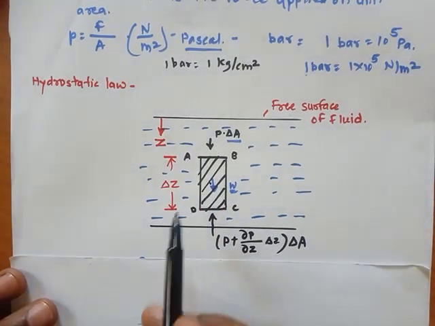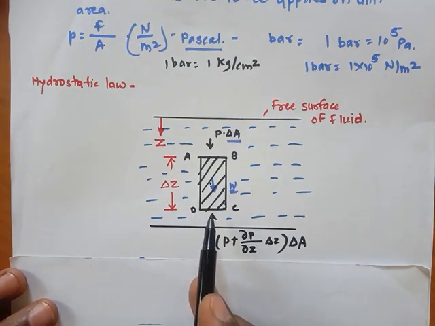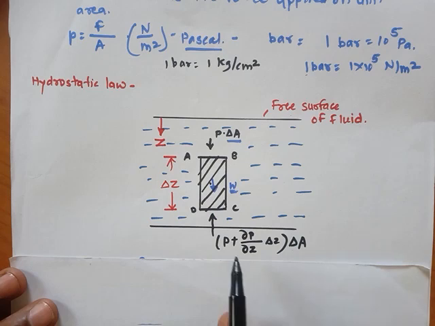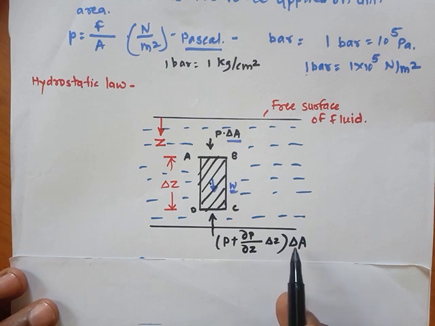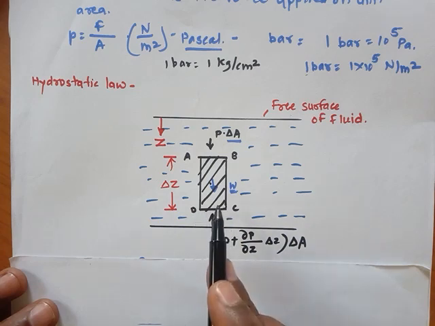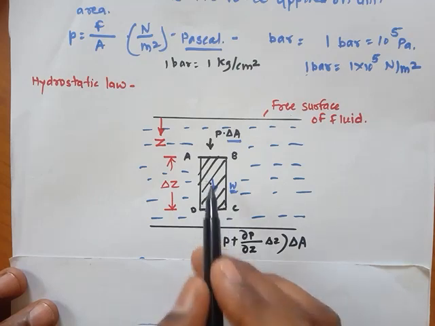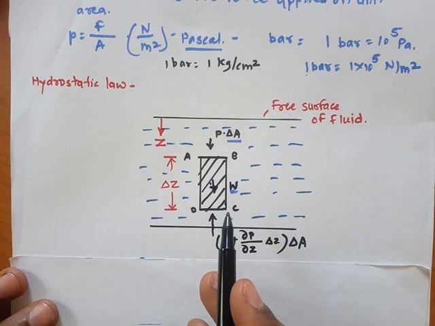Then, due to the depth change, another force is applied from the bottom side of the fluid element, denoted by the change in pressure according to the depth or height of the fluid element. So P plus delta P by delta Z multiplied with delta Z, multiplied with the cross-sectional area. This is again a pressure force applied on the bottom side of the fluid element in the upward direction. Along with these pressure forces, the third force is the weight of the fluid element, denoted by W.